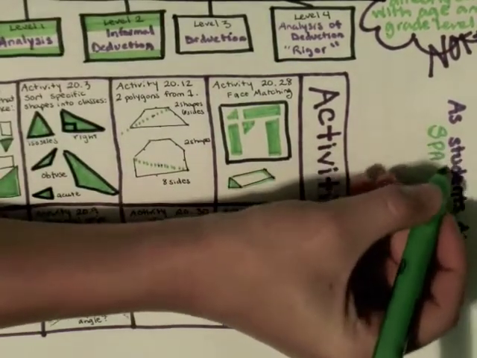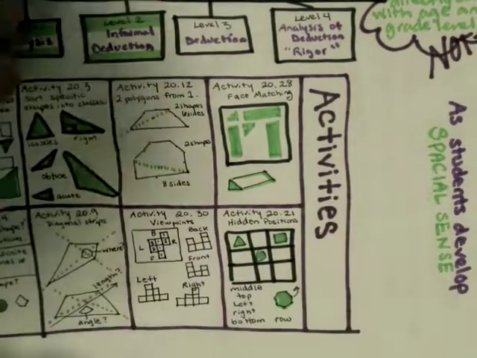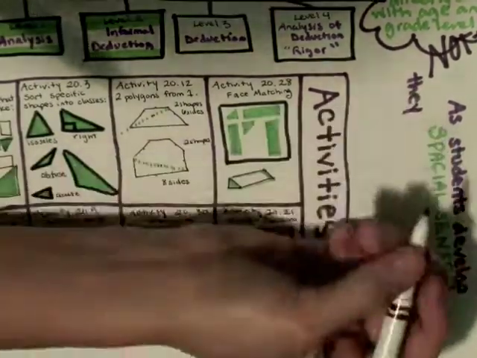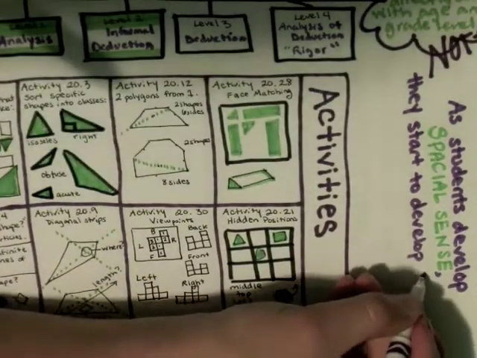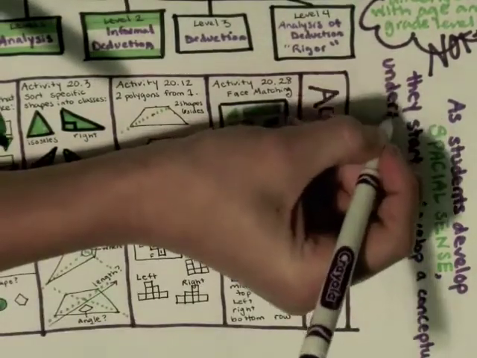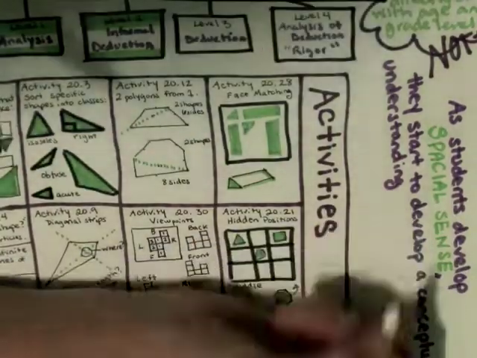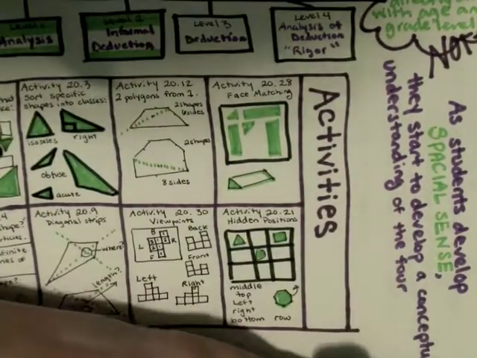Finally, as students develop spatial sense, they start to develop a conceptual understanding of the 4 principles of geometric thinking, and they do this through the process of Van Hiele's levels of development.